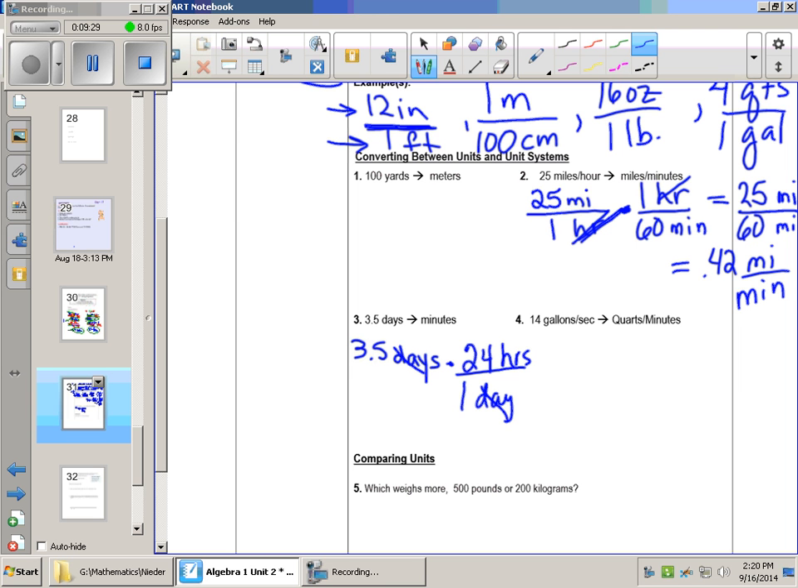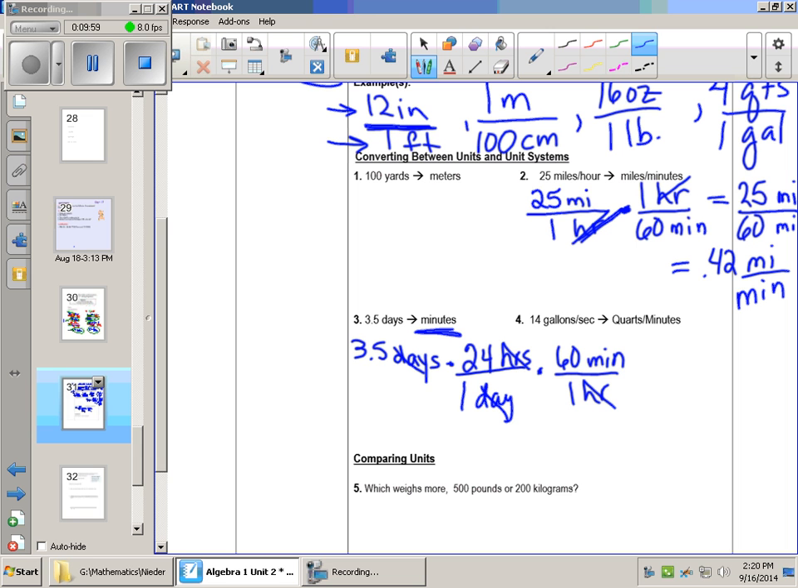So now my units are in hours, but I want minutes. So I have to think, how do I cancel hours out? What's the connection between hours and minutes? Oh, I know. In 1 hour, there's 60 minutes. Well, which way do I put it? Which goes on top? Well, I want hours to cancel, so this hours has to be on the bottom. So in 1 hour, I know there are 60 minutes. So now my hours cancel, and my units are minutes, which is what I was going for right here.